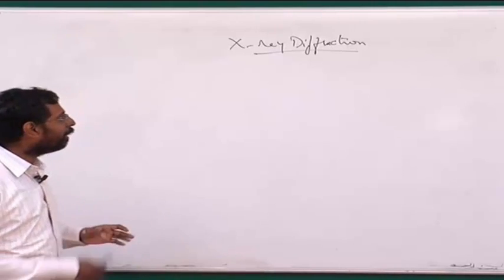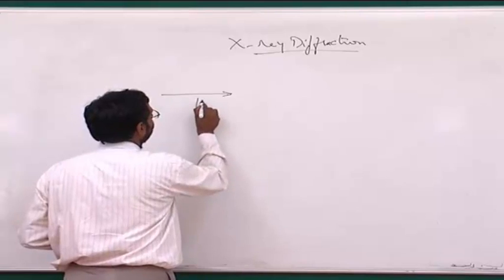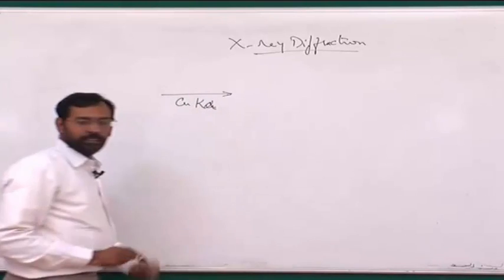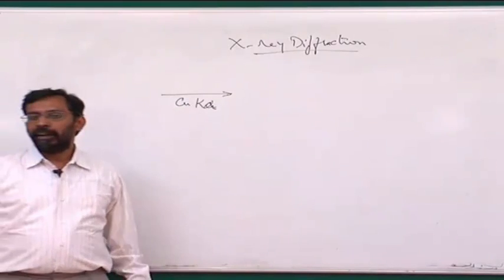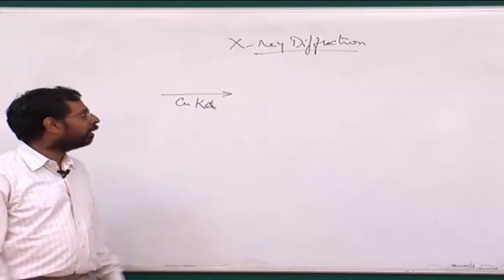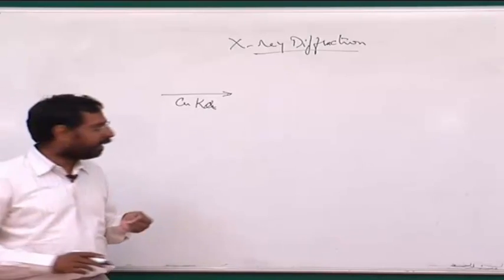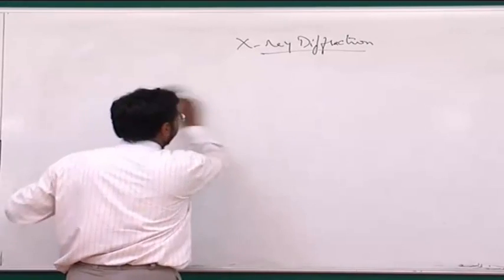So now we have an X-ray of a particular radiation, let's say copper K alpha. If I use this copper K alpha on a sample and I want to use it to identify the crystal structure of that sample, how does the whole thing work? To understand this, let us understand the whole concept of diffraction.